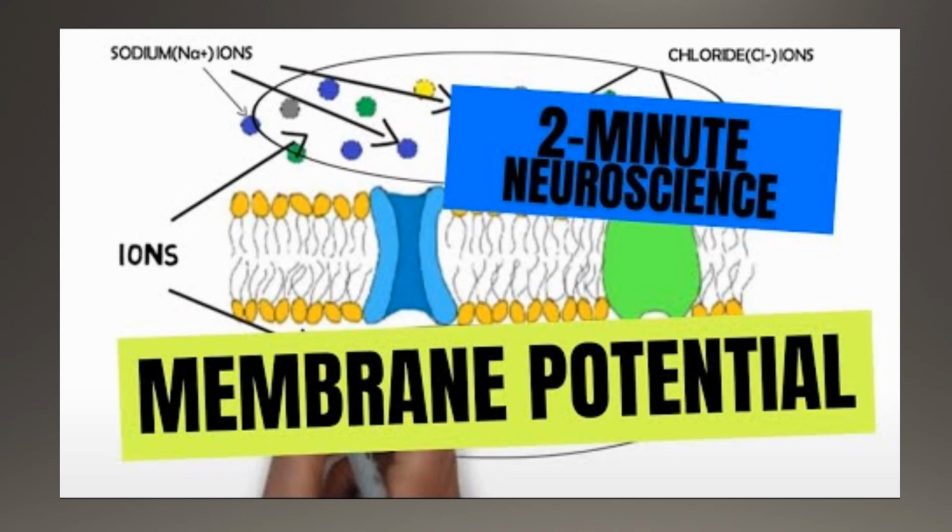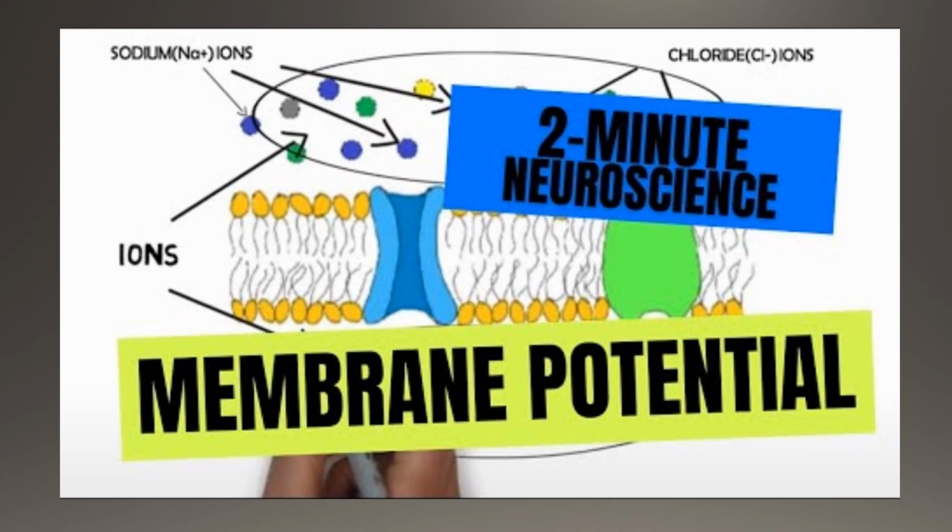The difference in electrical charge develops due to the grouping of ions on the inside and the outside of the membrane. Ions are atoms that have either lost or gained electrons and thus have a positive or negative charge. There are several ions that play an important role in the membrane potential of neurons. There are positively charged sodium ions, represented by these blue circles, and negatively charged chloride ions, represented by these green circles. When a neuron is at rest, the sodium ions and chloride ions are more prevalent outside of the cell.